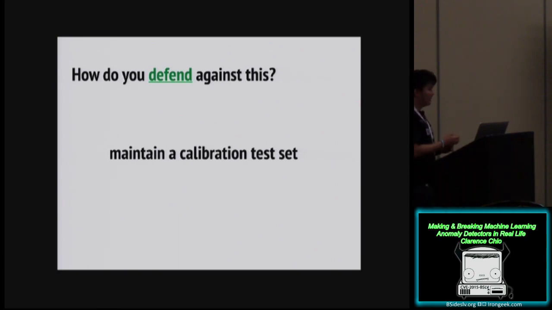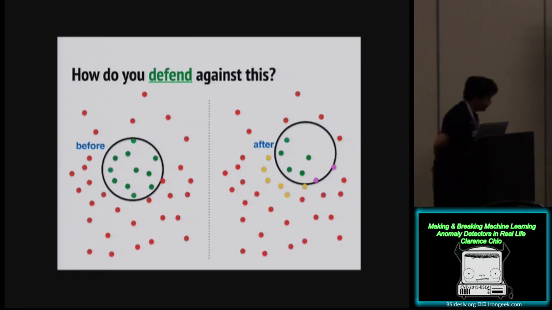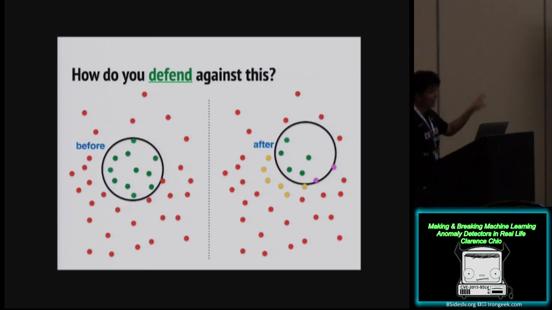There are a few reasons why this doesn't really work. The most important of which is that when you're selecting features, it's hard to generate a test set that exercises all of the features, especially when the features are latent. So by changing the IP address and URL, for example, you may not exercise certain latent dimensions that your model is taking into account. So this is an example of a test set whereby the green points on the left are the initial model, and on the right you have the updated model that has shifted, and you'd see that the yellow points have fallen out of the notion of normality and the purple points have fallen in.